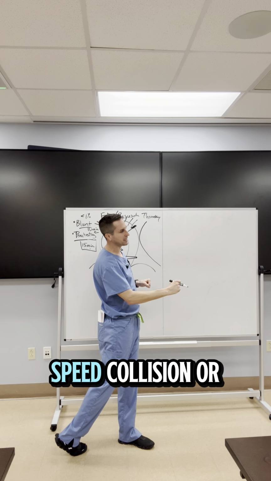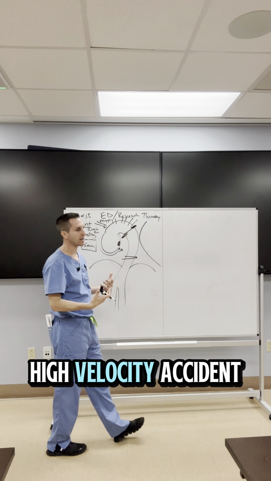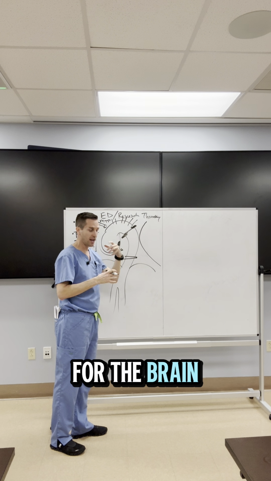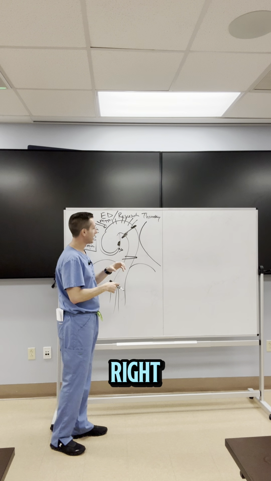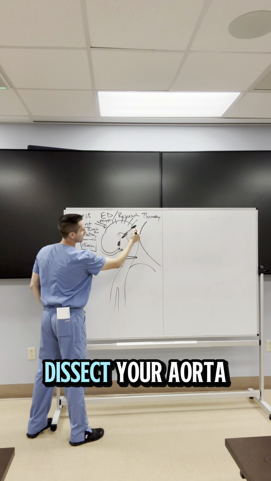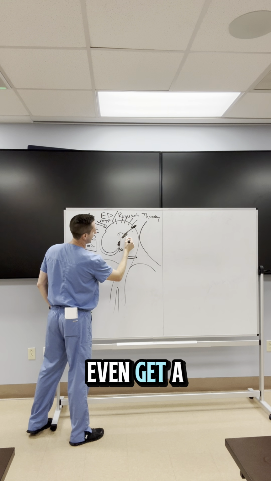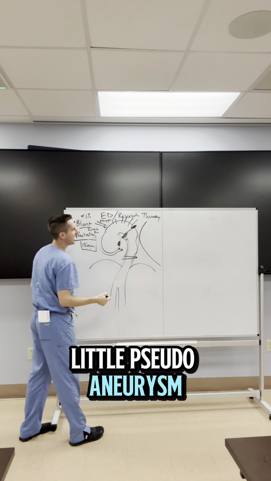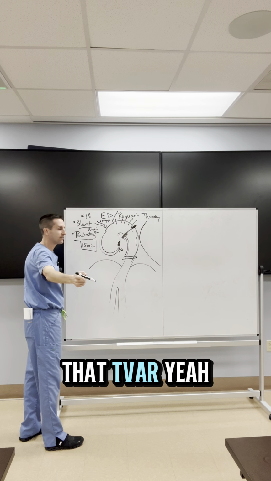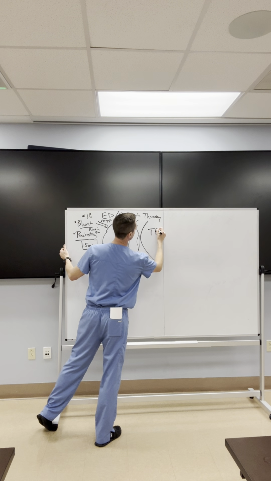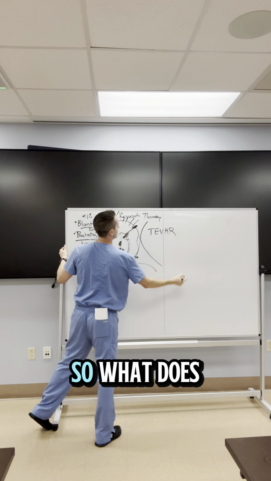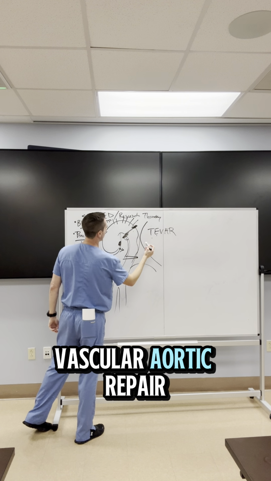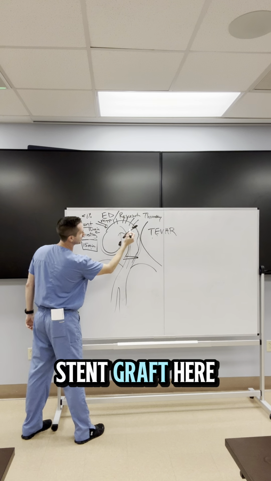So when you're in a high-speed collision or high-velocity accident, you get this shearing force, whether that's DAI for the brain or the aorta, right? So you can dissect your aorta, or you can even get a little tear here, dissection, or a little pseudoaneurysm, and then how do you fix that? TEVAR. Yeah, so what's called then a TEVAR. So what does that stand for? Thoracic endovascular aortic repair. So where we actually put a stent graft here.